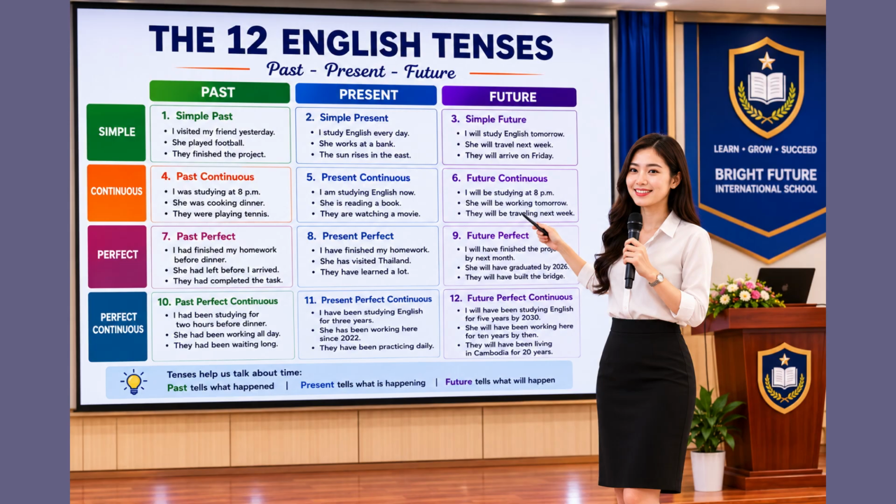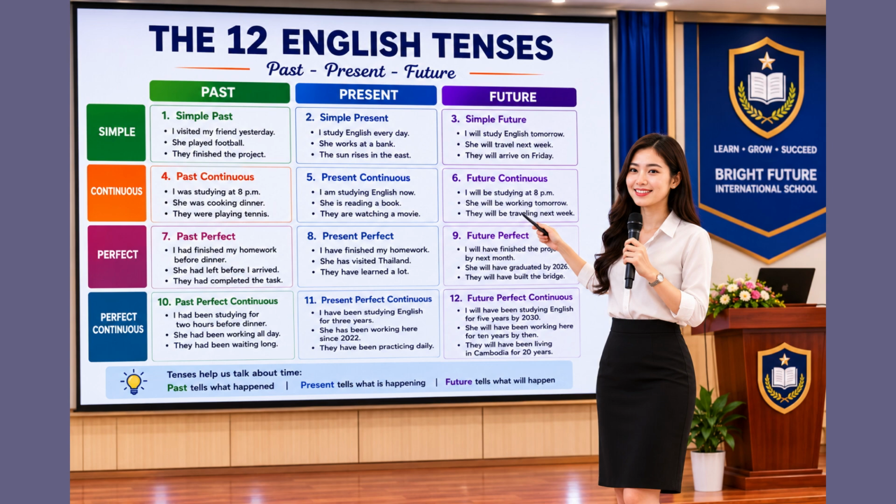I had been studying for 2 hours before dinner. She had been working all day before she went home. They had been waiting for 30 minutes before the bus arrived. We had been traveling for several days before reaching our destination. This tense emphasizes how long an activity continued before another event occurred.